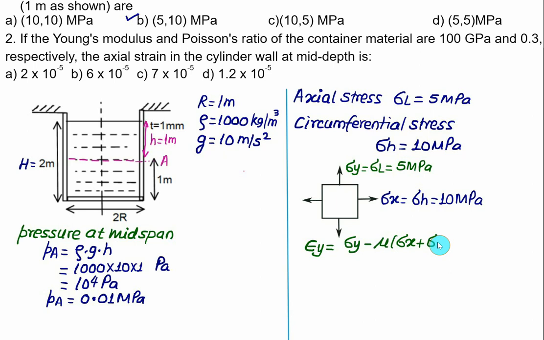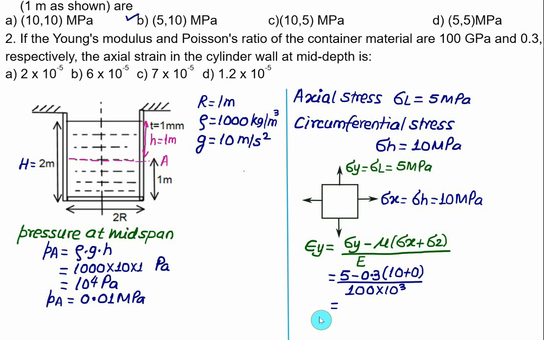Sigma z you have to always take equal to 0, and is divided by Young modulus E. Let's substitute here. Sigma y is equal to 5, so we have 5 minus mu, where mu is equal to 0.3, and sigma x is equal to 10. Sigma z you have to make equal to 0, divided by Young modulus, which is 100 gigapascal, 100 into 10 to the power 3 megapascal, to get your answer as a dimensionless term.